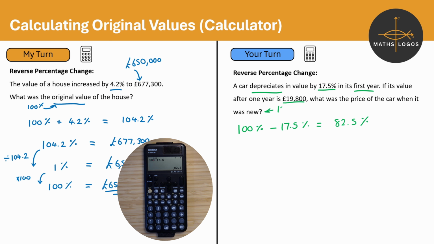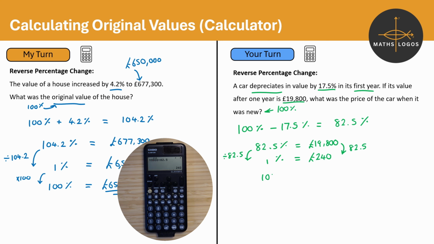So the new cost is 100%. That's what we want to work out. They've told us that 82.5% is equal to £19,800. So let's write that in. 82.5% is equal to £19,800. Go down to 1%, and to do that we divide by 82.5. I'll divide this by 82.5. I'll type in my 19,800 divided by 82.5 to give me £240.